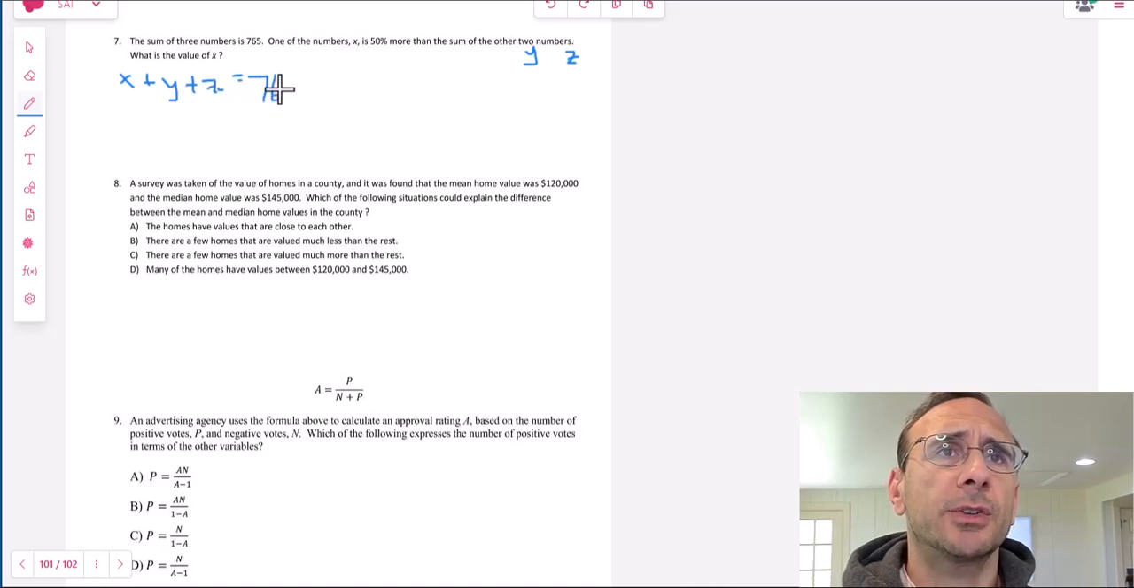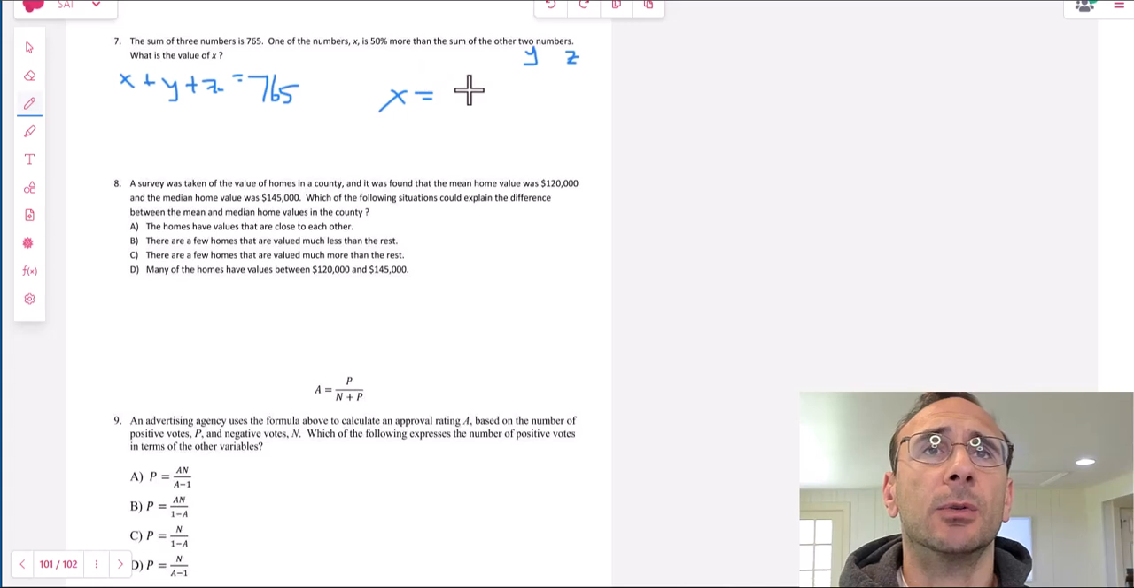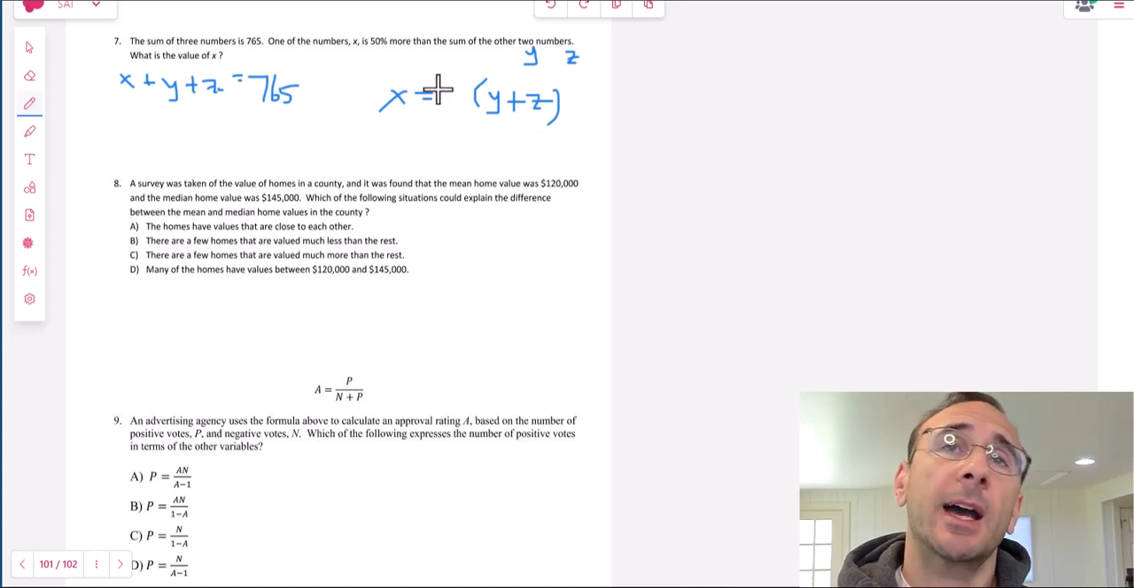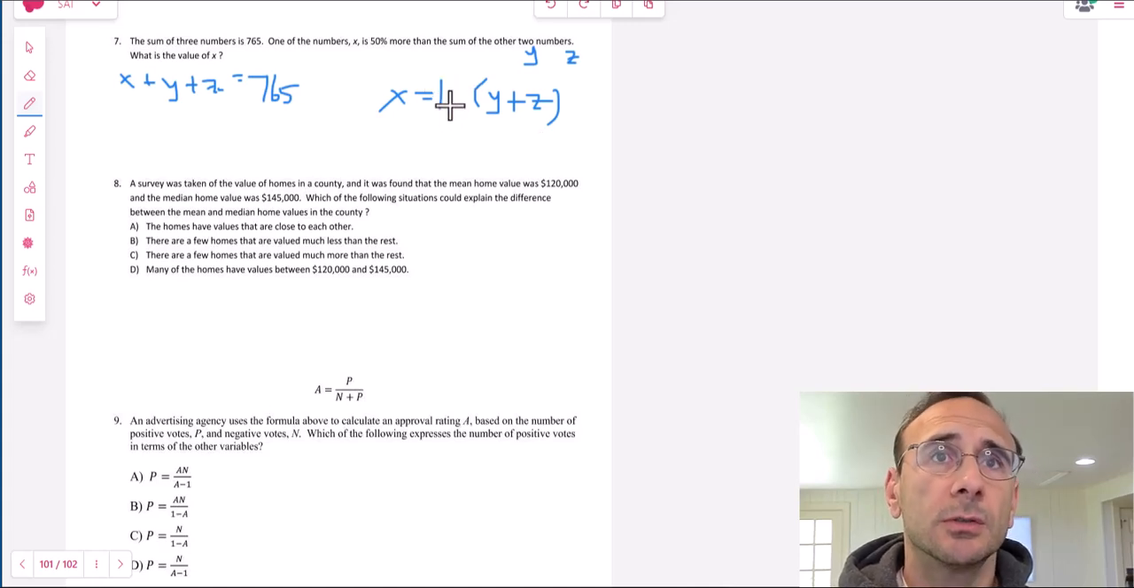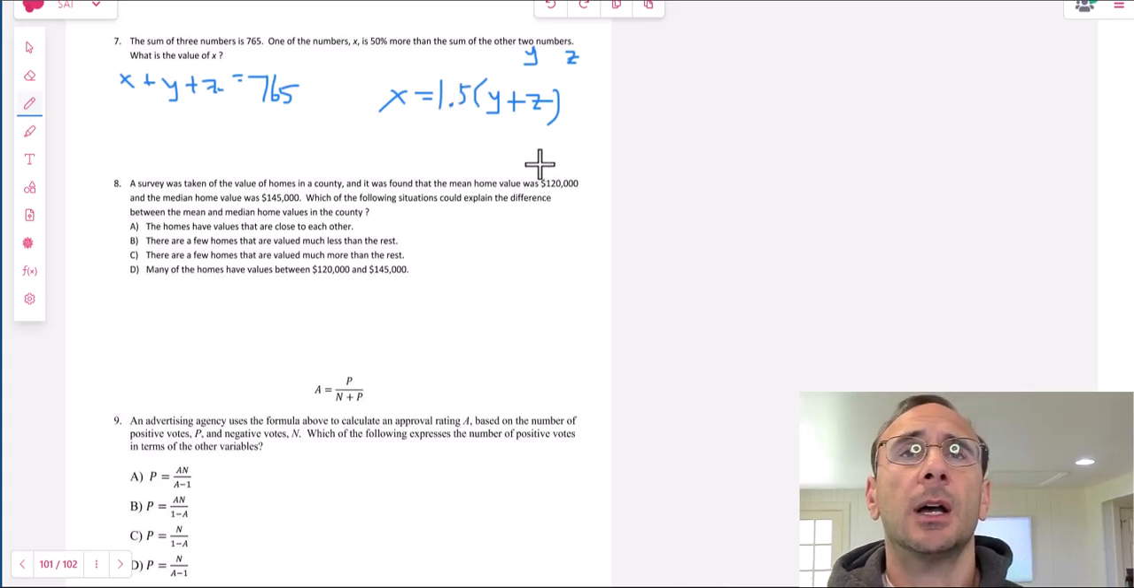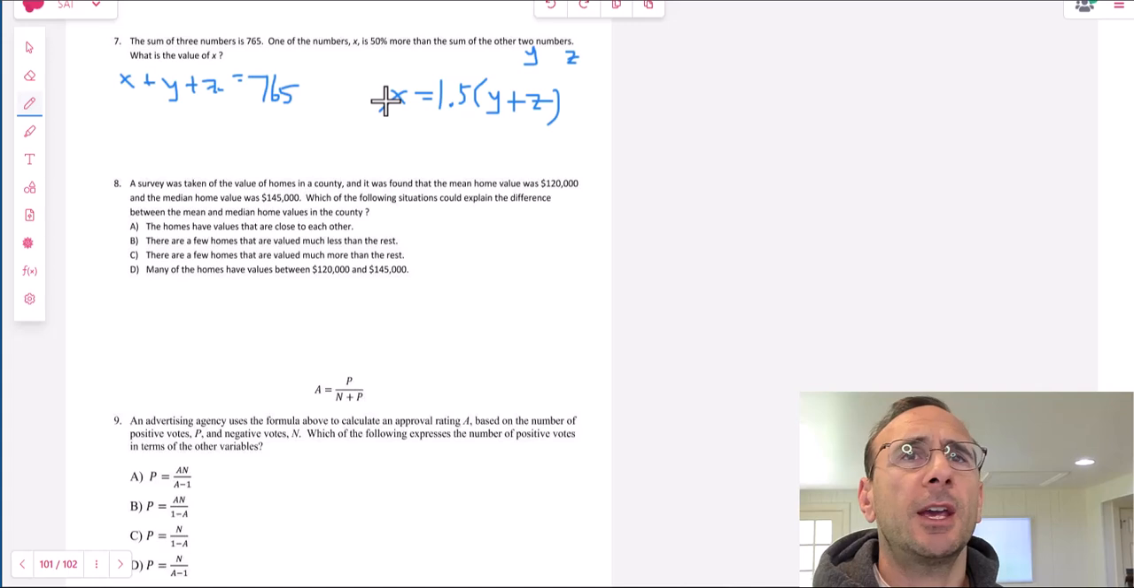The other one's going to be a little tougher. X is 50% more than the sum of the other. So x equals. How do we get 50% more than something? Well, you could times it by 0.5 and add it back to the original, or in one step, just times by 1.5.